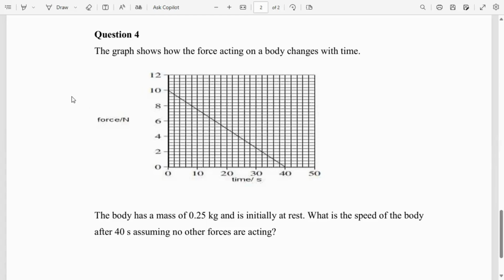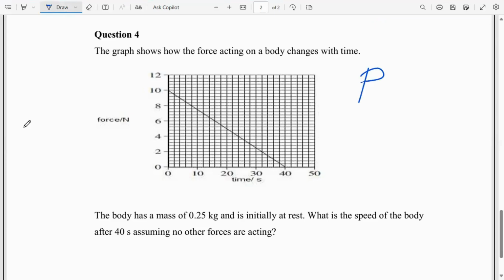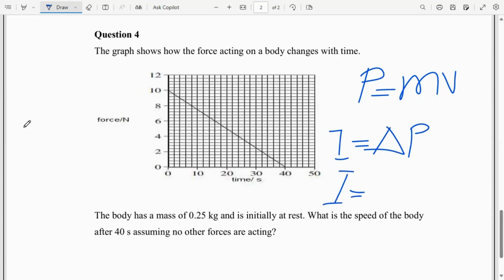So here, I would rather we use the idea of momentum again, because we know momentum of this object, P, is equal to mass multiplied by the velocity. And we can also bring in the concept of impulse. We know impulse is equal to what? Impulse is equal to the change in momentum. And since the mass is remaining constant, this is one object, we can say impulse is equal to mass multiplied by the change in velocity.